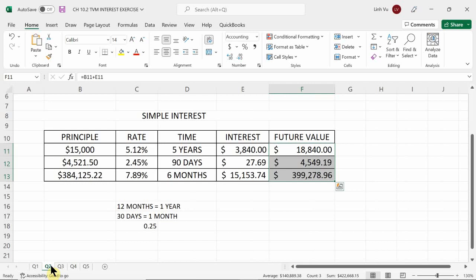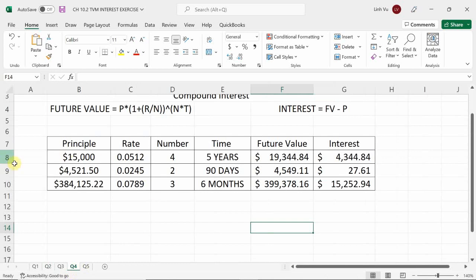Now let's compare. For simple interest, for my second one, I got $27.69. And for my compound interest, I only got $27.61. So which one did you do better on? Simple interest, right? Because you got 8 cents more, but in this case, every penny counts.